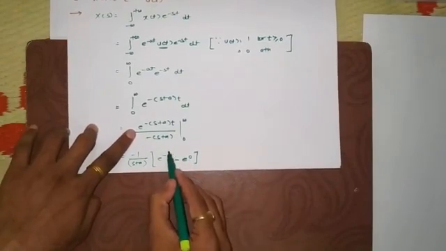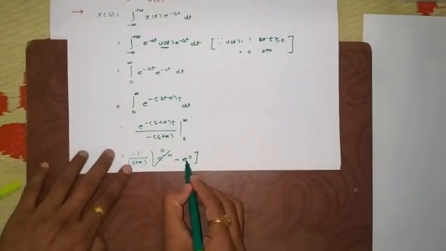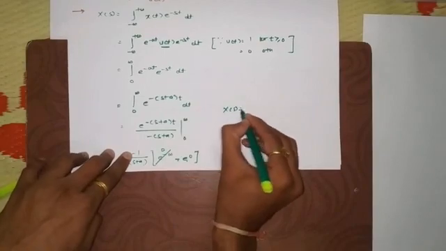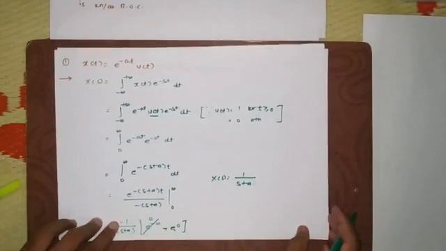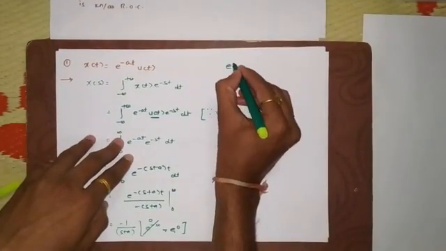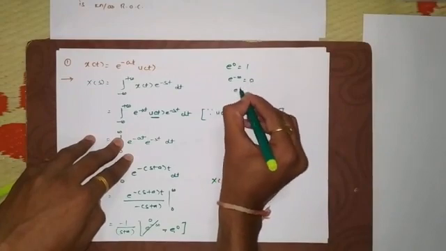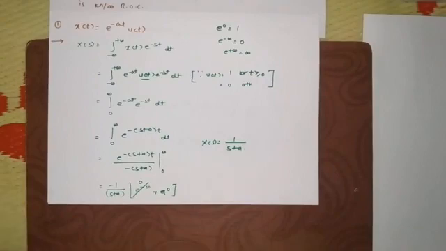Now e raised to minus infinity will definitely be 0, and e raised to 0 is 1, so this is minus 1 into minus, that means X of s becomes 1 upon s plus a. Remember these three values, e to the power 0 is always 1, e raised to minus infinity will be 0, and e raised to plus infinity should be infinite. So we got this Laplace transform.